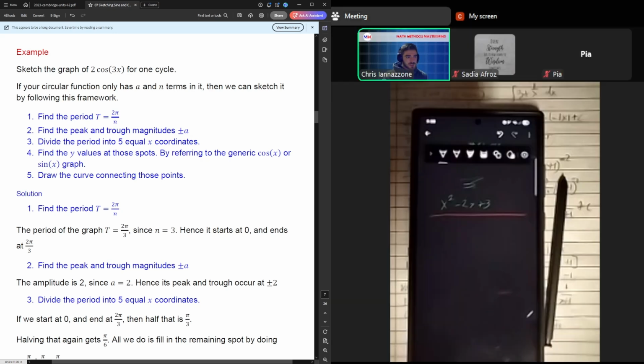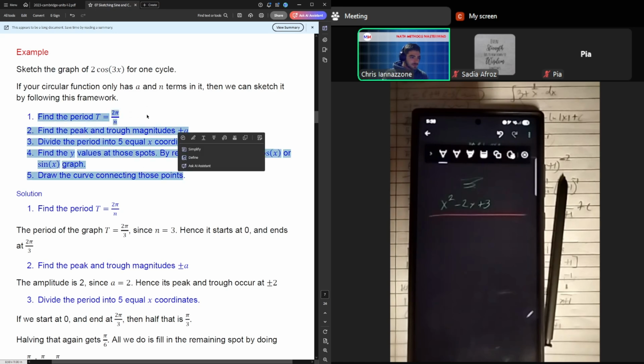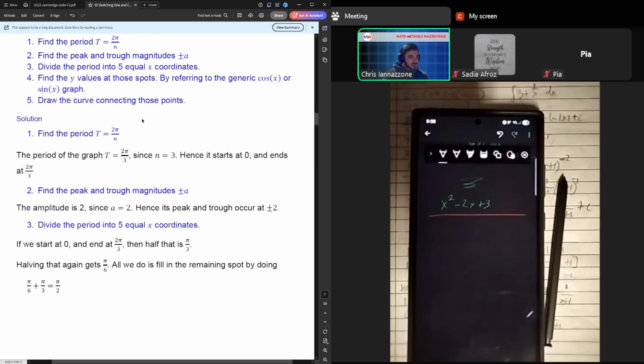Okay, so this is one where there's just an a and an n term in it. A equals 2, n equals 3. These are the steps we follow. Let's take a look at what that gets us.